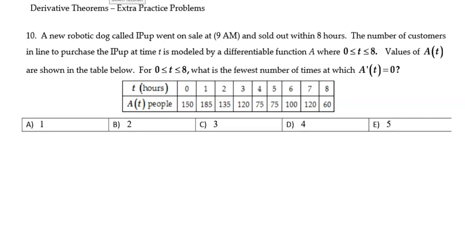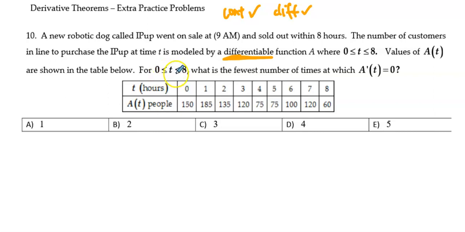We're still doing some practice on our derivative theorems, and so we're looking at this particular problem. It says a new robotic dog called the iPup went on sale at 9 a.m. and sold out within 8 hours. The number of customers in line to purchase the iPup at time t is modeled by the differentiable function A, where time is between 0 and 8. And again, ladies and gentlemen, I'm going to stress the fact that this is a differentiable function. So differentiability means it's also continuous. So we know it's continuous and we know it's differentiable. That's really powerful. Values of A of t are shown in the table below.